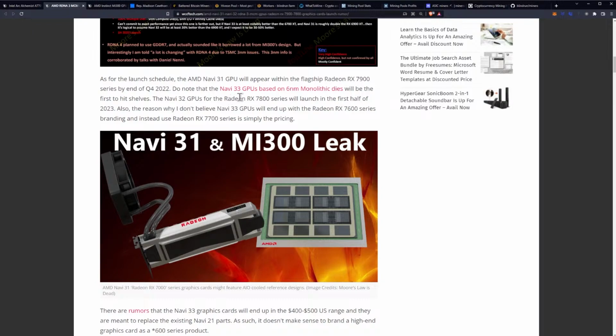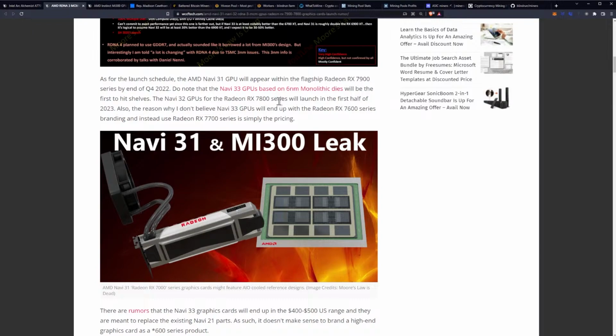So as for the launch schedule though, the AMD Navi 31 GPU will appear within the flagship 7900 series by the end of Q4 2022. Do note that the Navi 33 GPUs based on 6-nanometer monolithic designs will be the first to hit shelves. The Navi 32 GPUs for the Radeon 7800 series will launch in the first half of 2023.